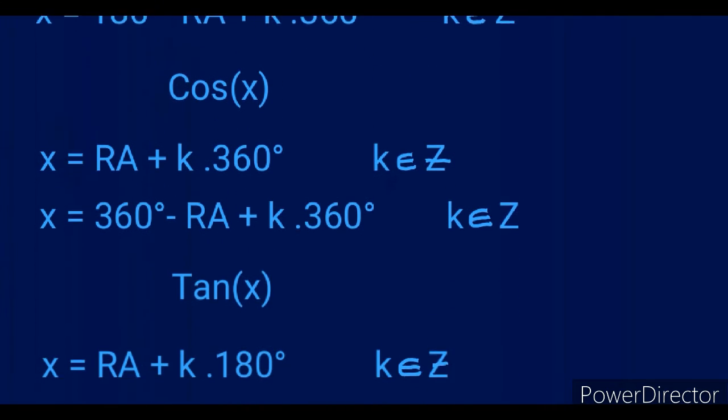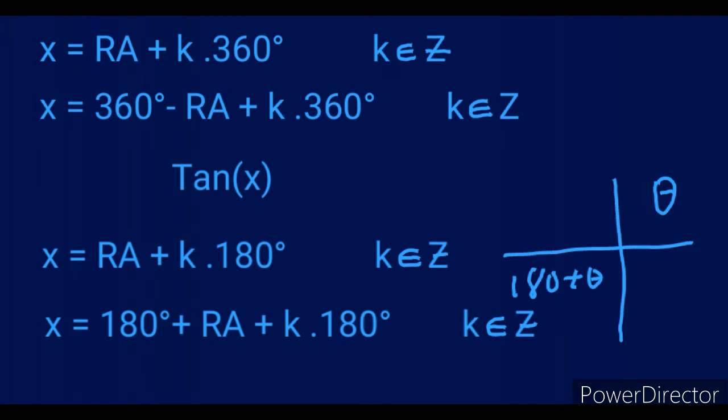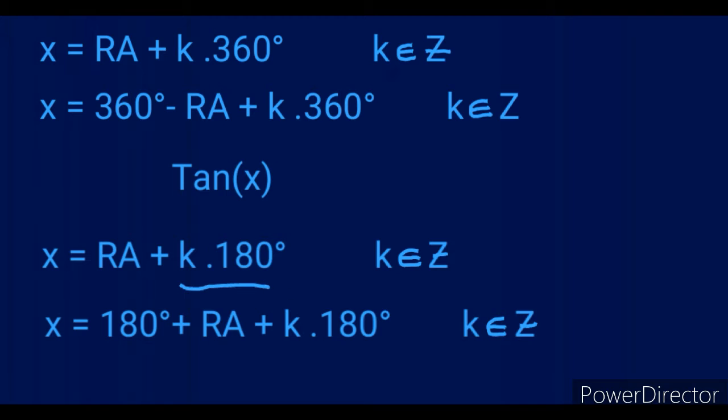So the general solutions for tan is a little bit different. Instead of saying 360, we will now say k180. So every time we're writing the general solutions for tan, we have to say plus k180. So let's consider where tan is positive. Tan is positive in the first quadrant and in the third quadrant. In the first quadrant, the rule is just theta. That is why we say reference angle. And in the third quadrant, the rule is 180 plus theta. That is why we say 180 plus reference angle. So just remember, when it comes to tan, we say k180.